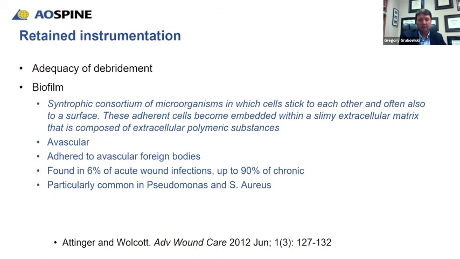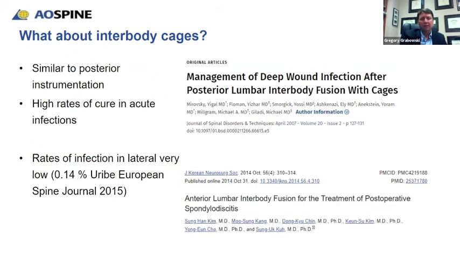And again, as Dr. Jackson already alluded to, the places where you're going to most commonly see biofilm formation is going to be in Pseudomonas, and Staph aureus is going to be the most common organism that you see in postoperative infection. So what about interbody cages? Well, ultimately, the literature for interbody cages looks a lot like any other instrumentation in spine, where you end up with high rates of cure in acute infections. And so even though the P cages that Dr. Jackson had mentioned have that high biofilm formation, they tend to still be able to have an infection in the acute postoperative period cleared.